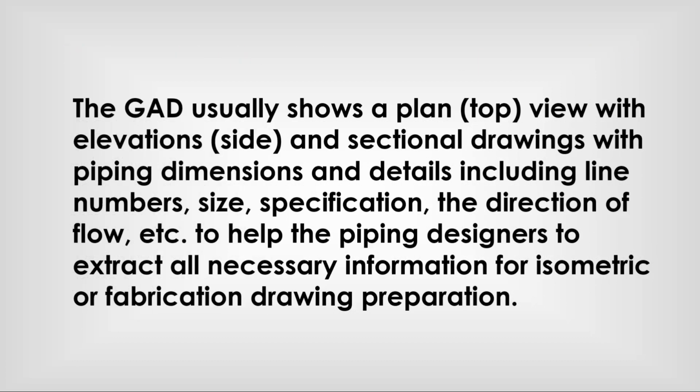The GAD usually shows a plan top view with the elevation side and sectional drawings with piping dimensions and details, including line numbers, size, specification, the direction of flow, etc., to help the piping designers extract all necessary information for isometric or fabrication drawing preparation.